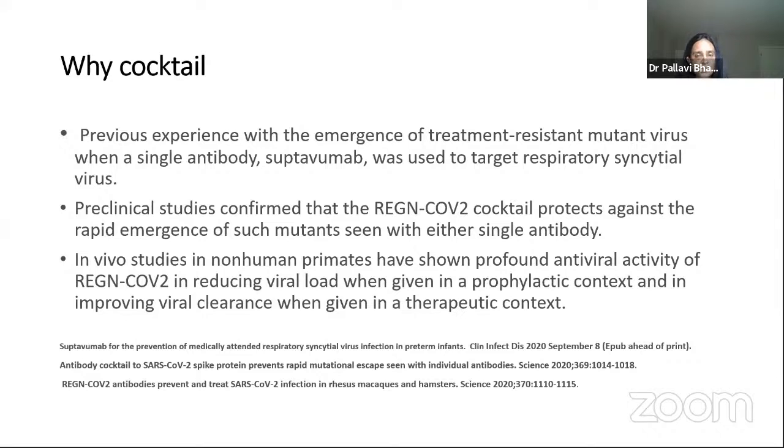So the combination did better, and these are preclinical studies. And then in non-human primates also, they did in vivo studies which demonstrated profound antiviral activity of the combo, Regeneron CoV-2, in reducing viral load, both when they gave it in a prophylactic context and also in a therapeutic context. So exposure, no infection, it worked, and exposure, infection, and then they gave it early on and it worked.